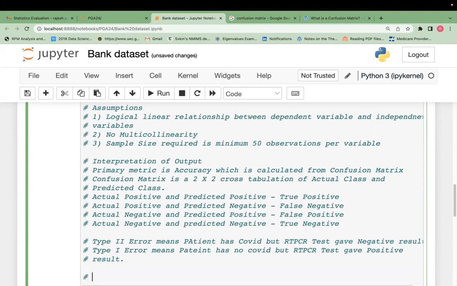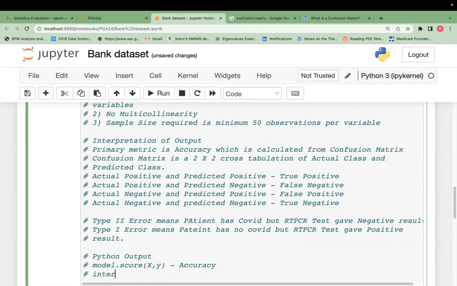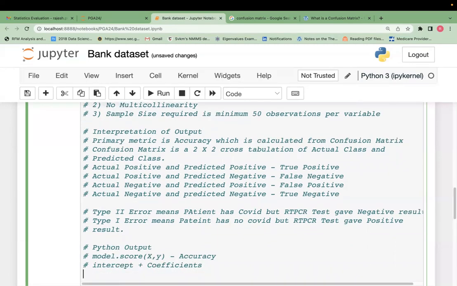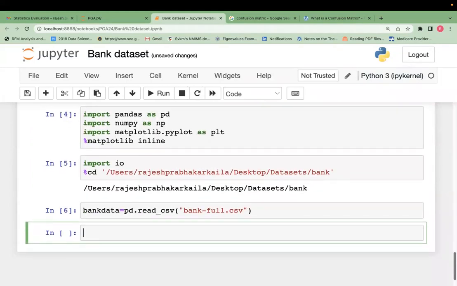In Python output, model.score will give you the accuracy, and you will get the intercept for creating the equation. And we can print other metrics also using classification report. All right, got this? So the bank data set. All of you open that notebook and run all cells, or if you didn't, you can import it.